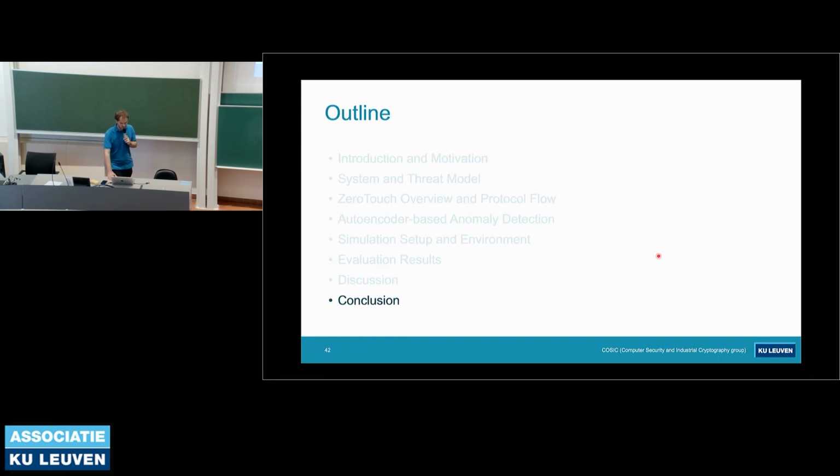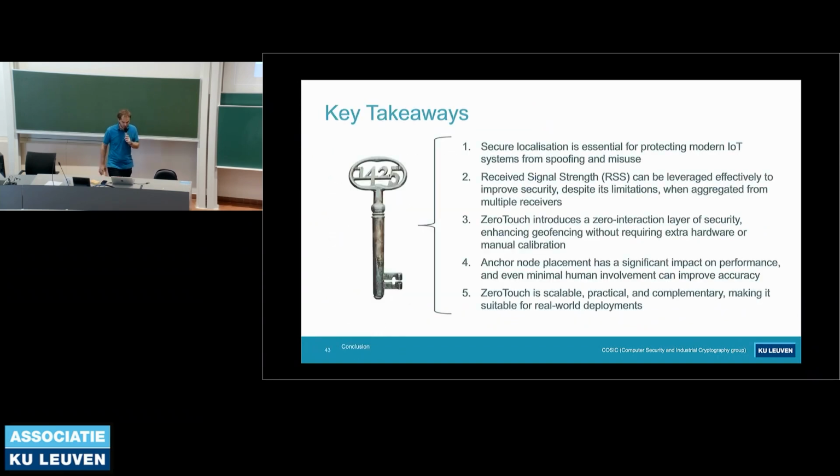So, what are the conclusions? There are a few key takeaways I would like you to take home. First, secure localization is really essential nowadays in IoT devices and systems, and RSS, which is assumed to be not really secure and was a bit forgotten, is still useful if we leverage multiple receivers. We do that with ZeroTouch, and we try to introduce a zero interaction layer of security.